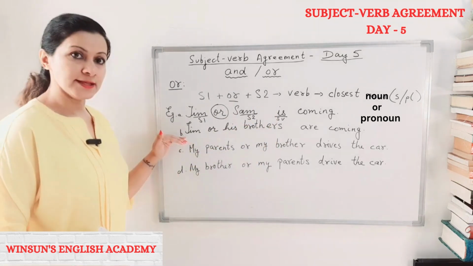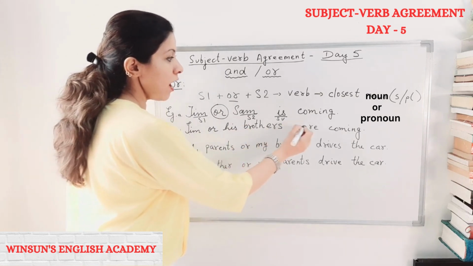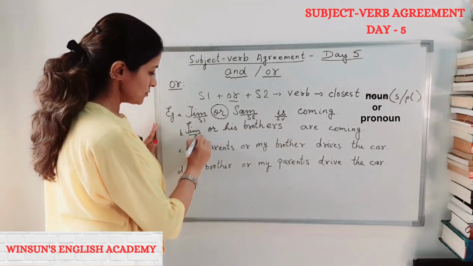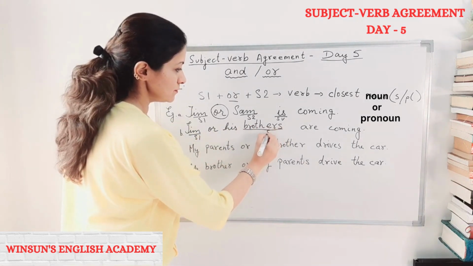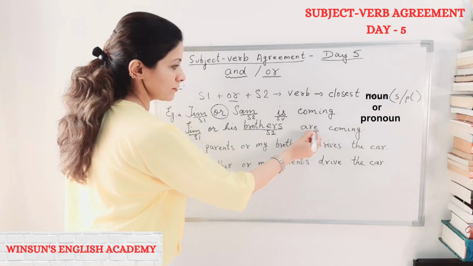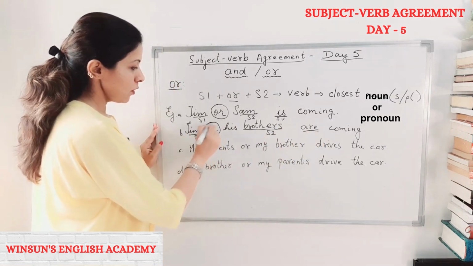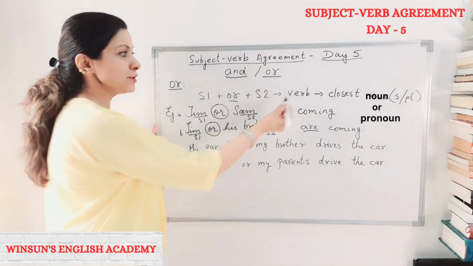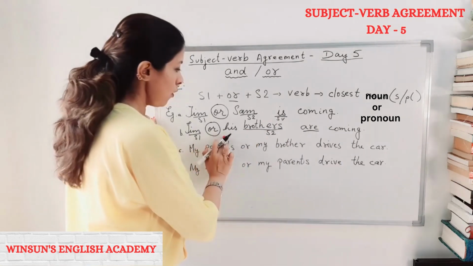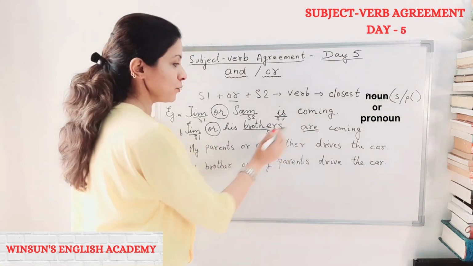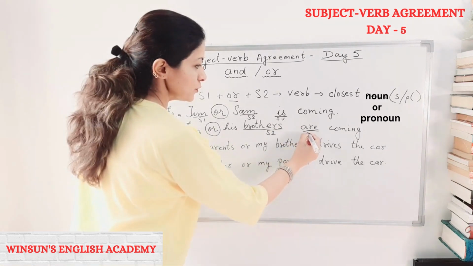Let's look at the second example. Tim or his brothers are coming. Tim, subject 1, or his brothers, subject 2, are. Now, Tim or his brothers, joined by or. According to the rule, the verb agrees with the closest noun, right? Now, Tim or his brothers are. Why? Because brothers is plural. That is why we have a plural verb.